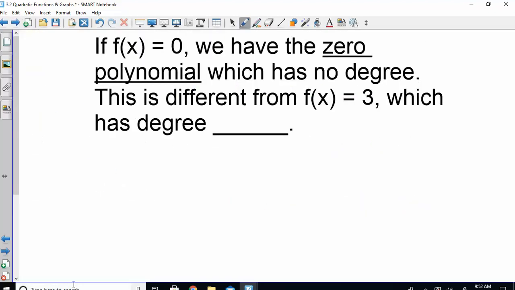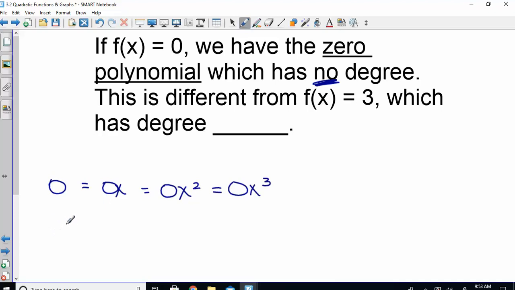If our function is just equal to 0, that's called the zero polynomial, which has no degree. Here's the reason. 0 is the same thing as 0x, which would be degree 1. But that's also equal to 0x squared, which is degree 2, or 0x cubed, which would be degree 3. If it's just a 0, you could put x to any power with it. So we can't give the degree there.